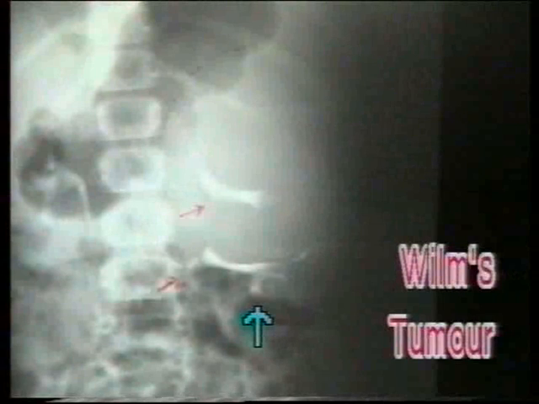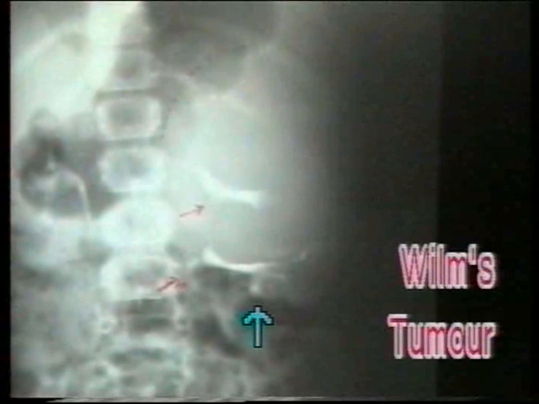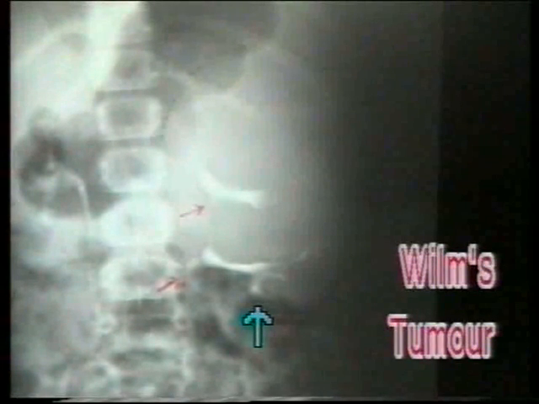This is an IVP of a 4-year-old child. The right kidney is normal. The left kidney shows a soft tissue mass at the upper pole which is displacing and distorting the upper and middle calyces. The lower calyx, shown by the blue arrow, is displaced down but normal. Note the soft tissue mass and the distorted upper calyx. This is a case of Wilms tumor of the upper pole of the left kidney.